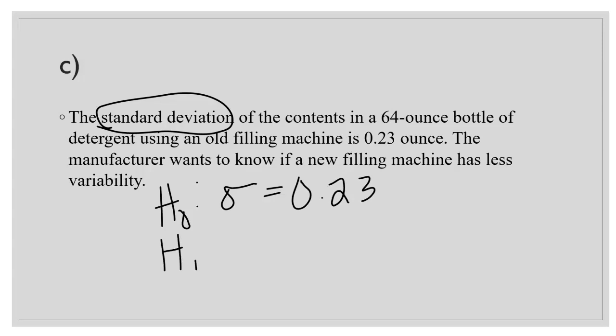And then our alternative hypothesis is that we want to know if the filling machine has less variability. So would our standard deviation be less than 0.23? That would be our alternative hypothesis. Since it is less than, that would be considered a left-tailed test, okay? That would be a left-tailed test.